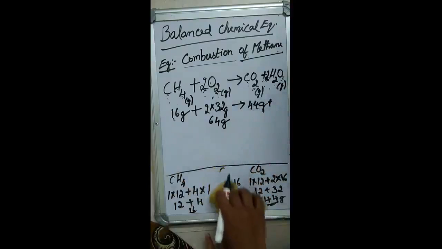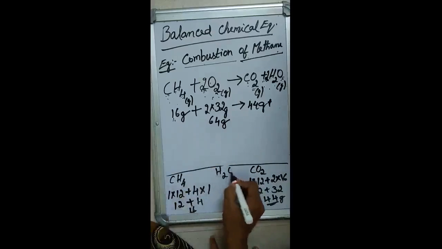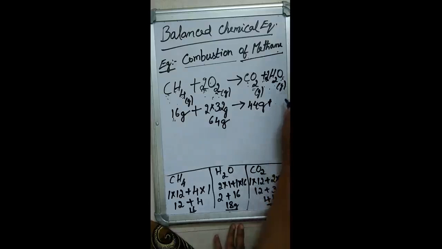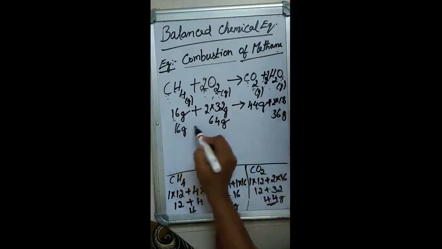Okay, so here only I will calculate water. Now H2O. Now how many hydrogen atoms? 2. 2 into 1, atomic mass of hydrogen is 1. Oxygen 1 into 16. So 2 plus 16. What is the answer? It is 18 gram you will get. So 18 gram. But this 2 is there. So 2 into 18. What is the answer you will get? 36 gram. Okay. So I will rewrite.